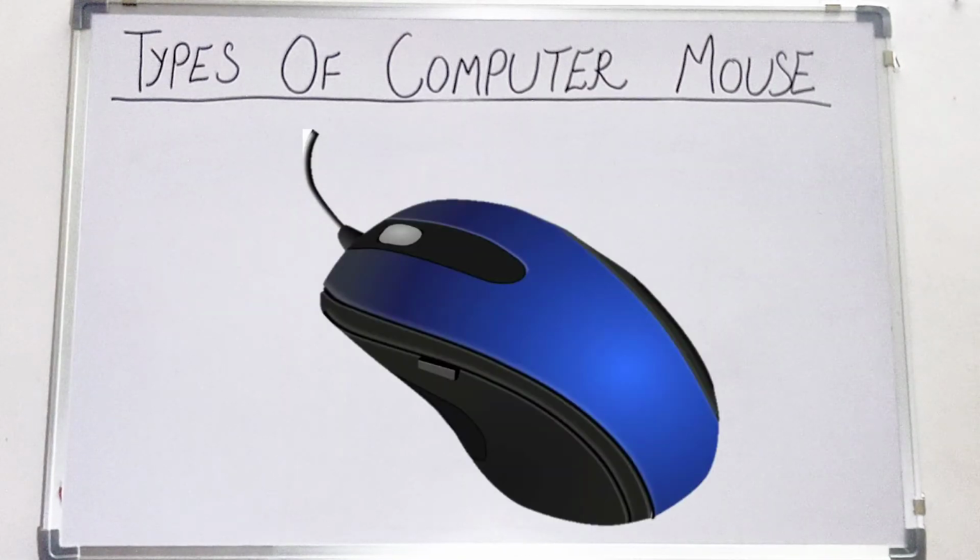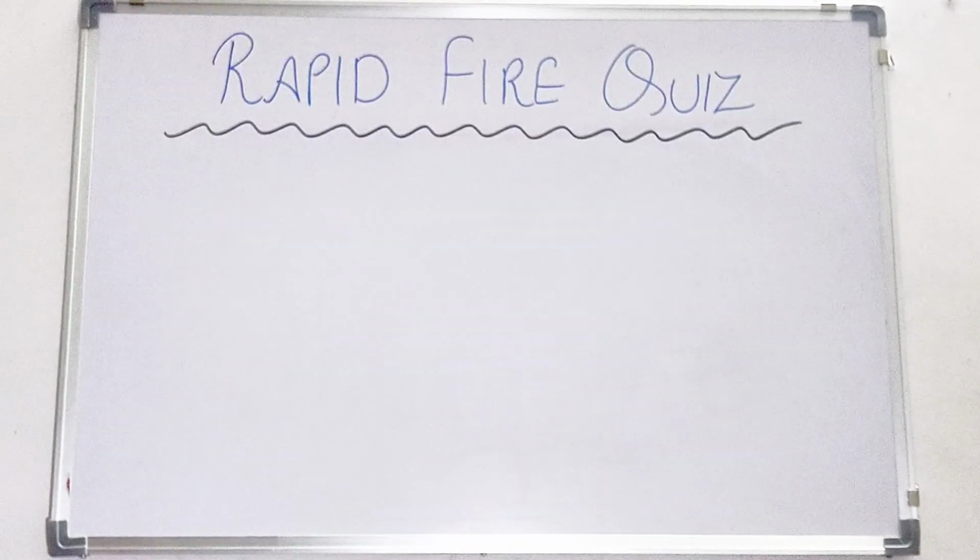Okay students, so this is all for today. I hope you all understood what a mouse is and what the different types of mouse are. If you have any doubts, then do ask me. Do not keep the doubts in your mind. Now I'm going to take a rapid fire quiz. Be ready. In this quiz, I will ask you 3 questions which you will have to answer instantly. I'll write the questions here and you have to write the answers in your notebooks.